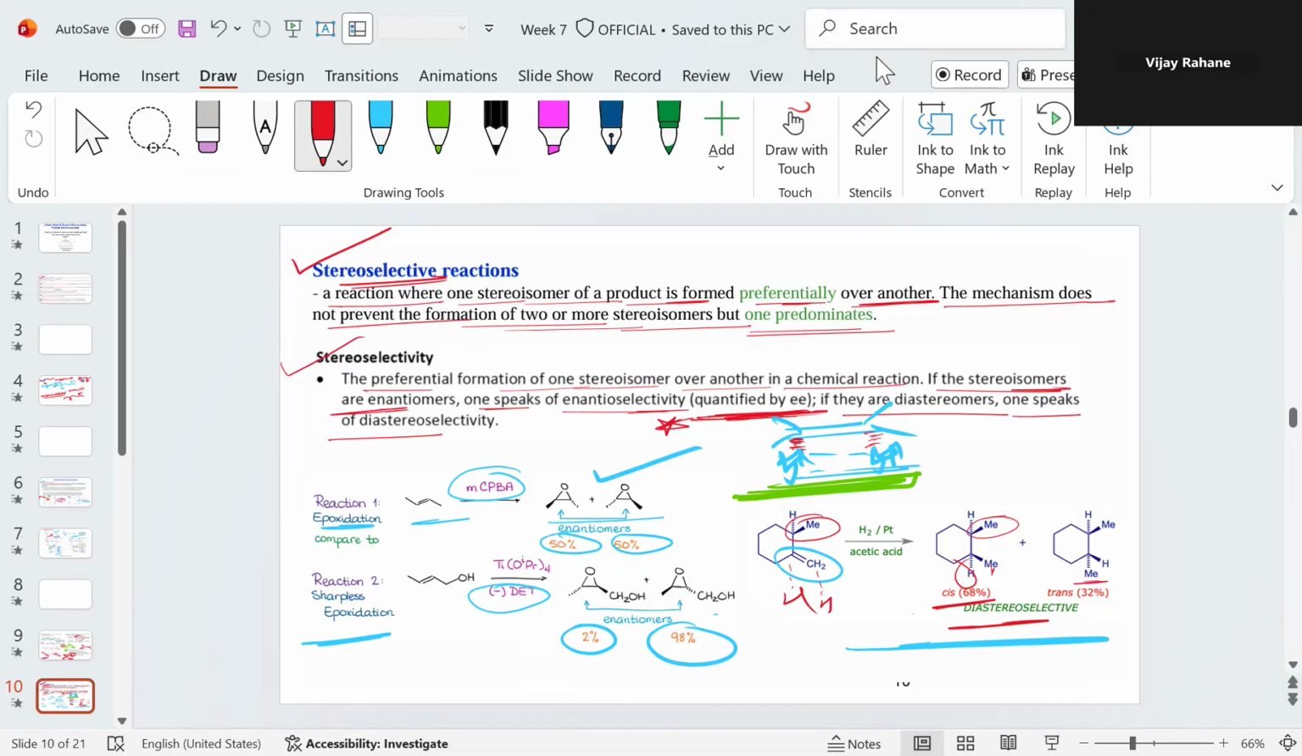So any doubt up to here? If you have any doubt in the stereospecific reaction or the stereoselective reaction, please let me know.